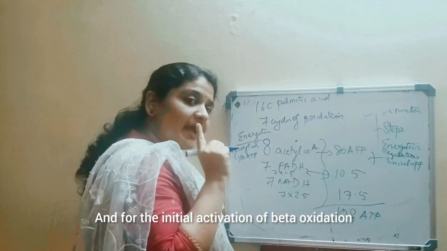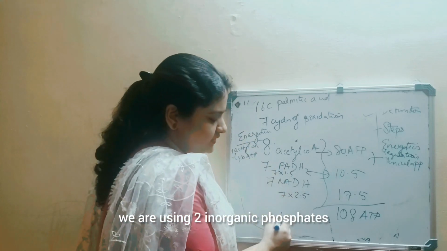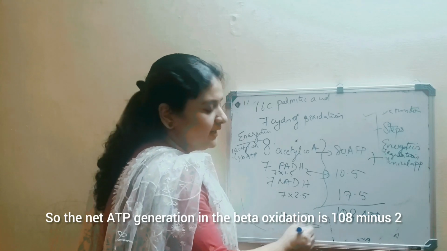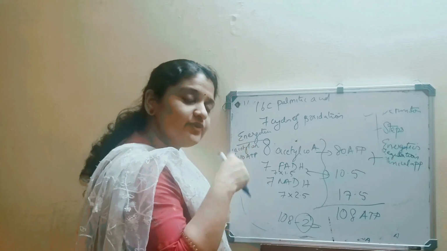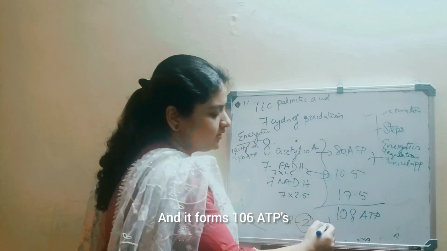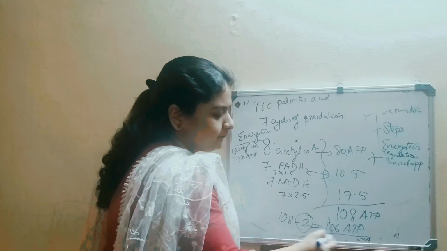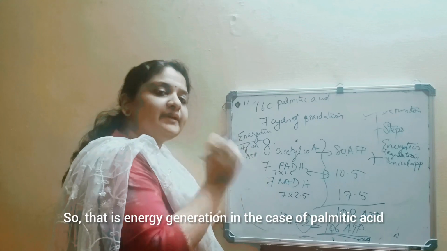And for the initial activation of beta oxidation, we use 2 inorganic phosphates. So the net ATP generation in beta oxidation is 108 minus 2, the 2 inorganic phosphates used for initial activation, and it forms 106 ATPs. So that is the energy generation in the case of palmitic acid.